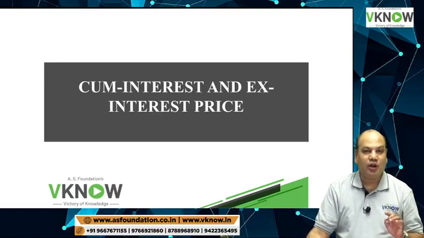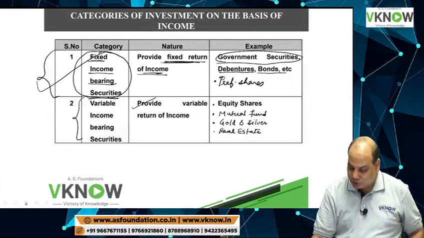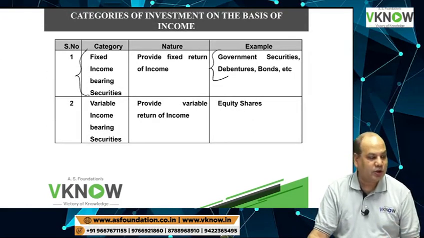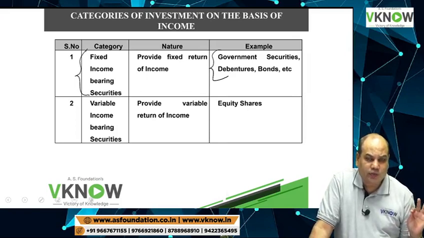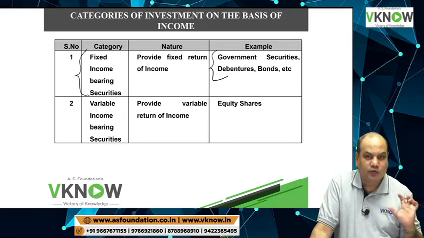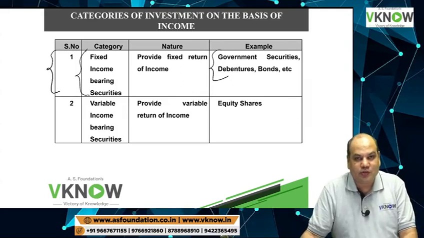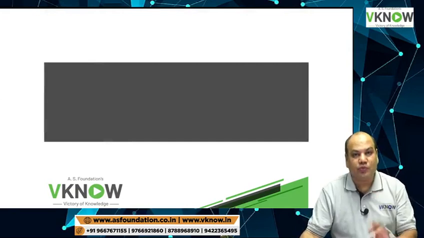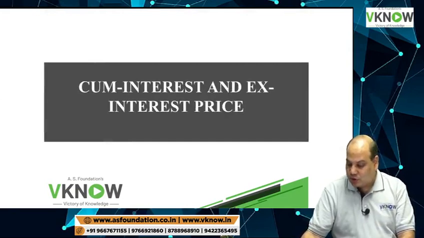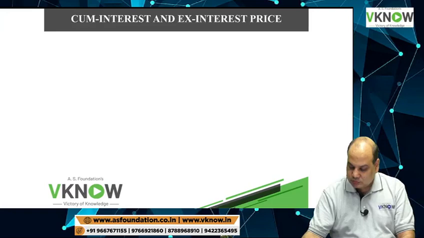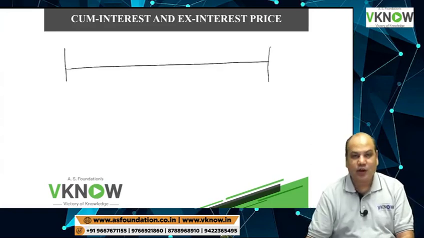So, our today's topic will be accounting of fixed income securities. Accounting of debentures, bonds, investment in government securities, that is, the investor will get a fixed rate of interest or a fixed rate of dividend. Okay. So before I start the accounting of investment in debentures and bonds, I need you to understand two terms. They are called cum interest price and ex interest price.